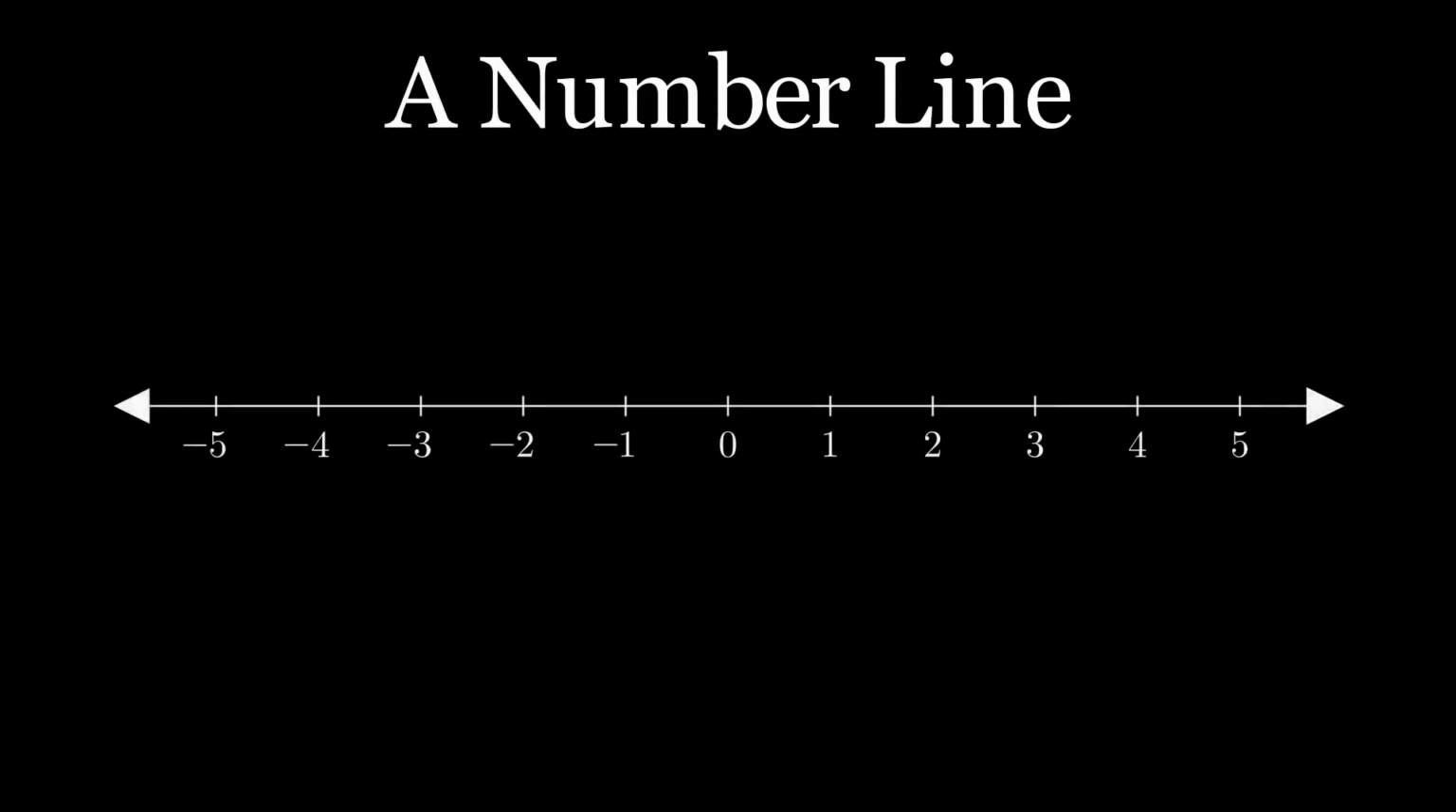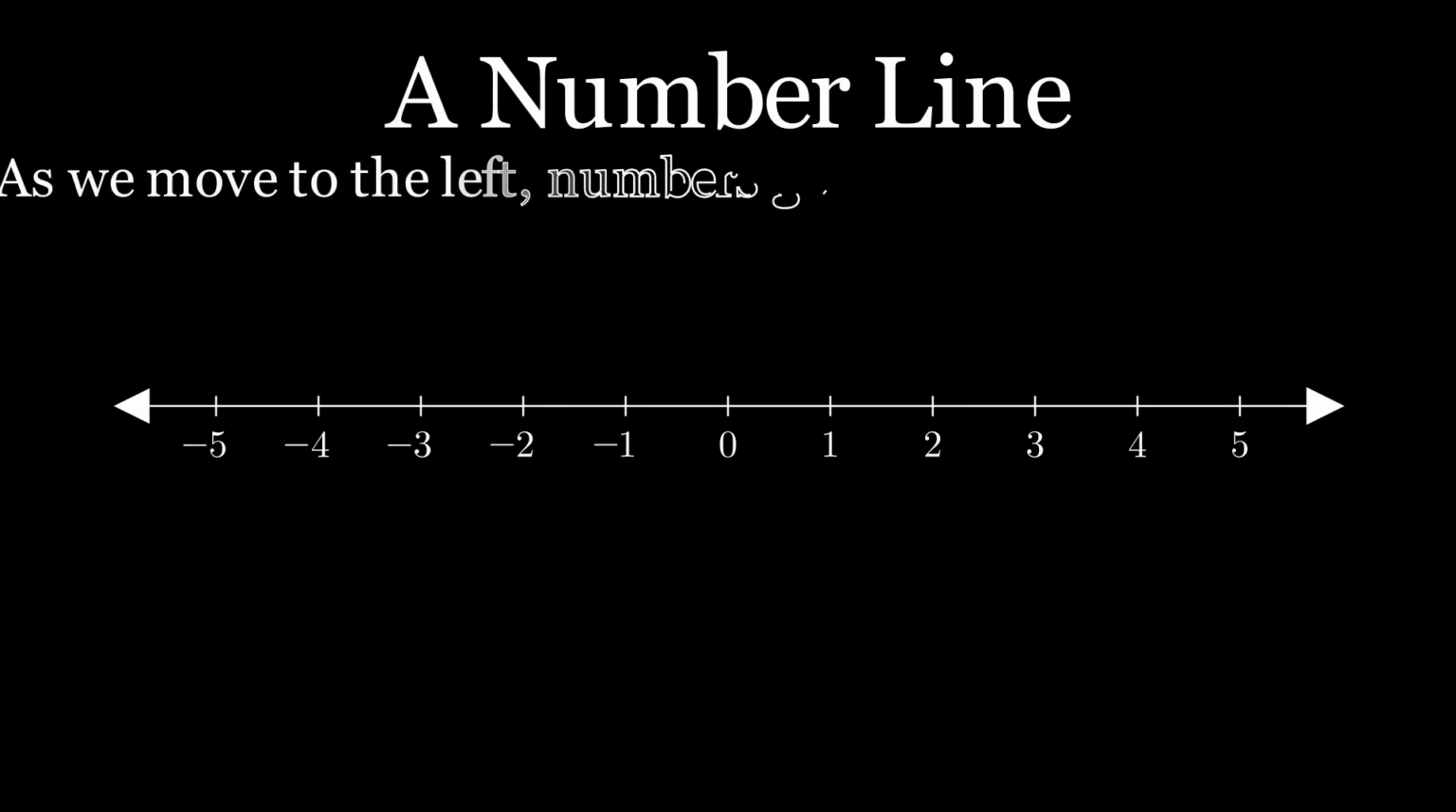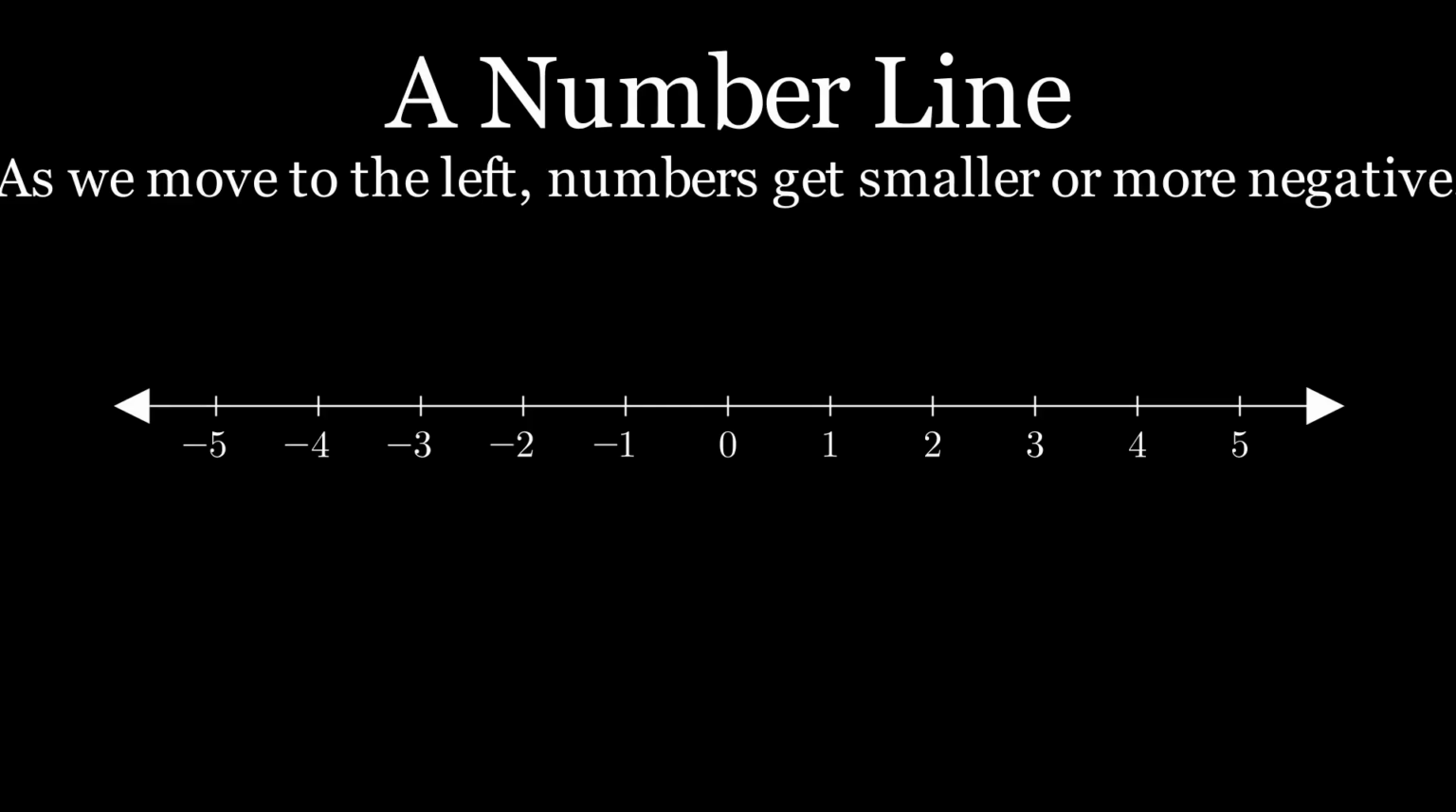This is a number line. Often it has 0 in the center, but it doesn't always have to be that way. Anyways, as we move to the left on the number line, numbers get smaller or more negative, and it continues forever, infinitely in that direction.